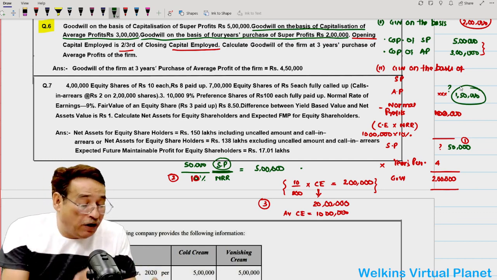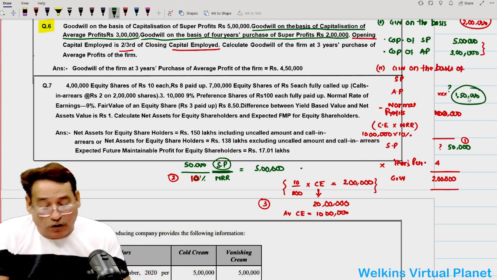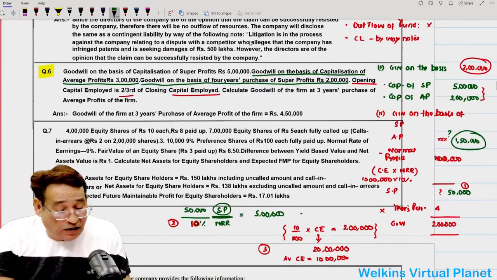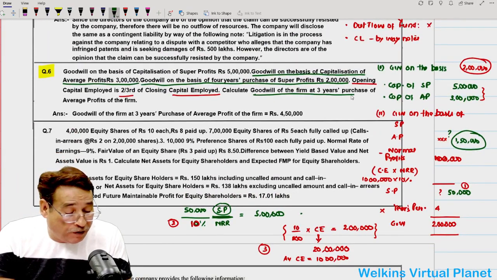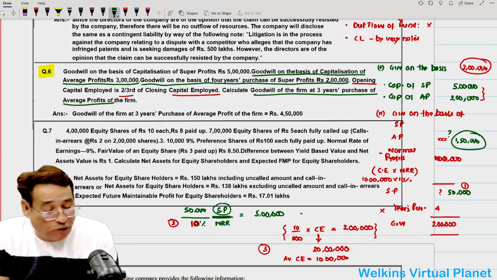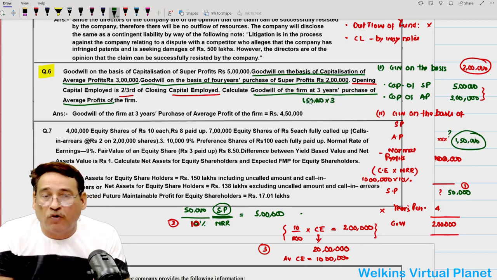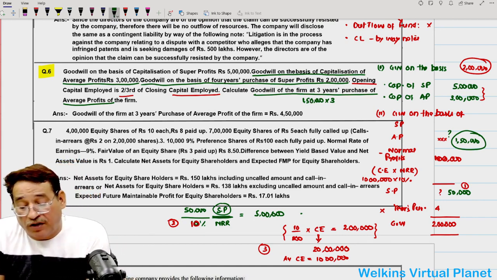Now if your average profit is equal to 1,50,000, question is simply asking us, calculate the value of goodwill of the firm at 3 years purchase of average profit. Now I have found out the value of average profit. All I have to do is to multiply it with 3 to find out the answer, that is 4,50,000. Is it clear to you? I told you it's a tough question.